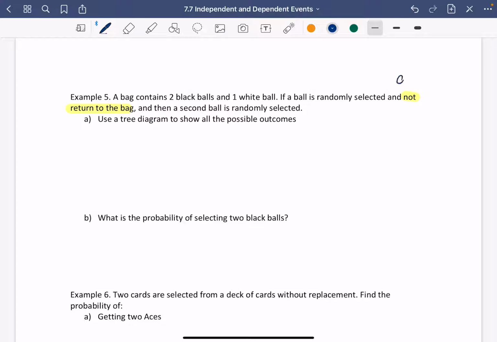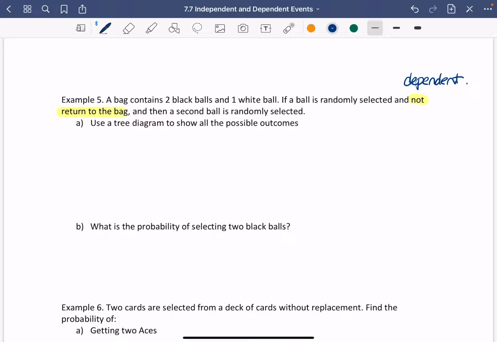Well, it will be dependent because the first event affects the second event. Right? You taking one ball out of the bag and not returning it. So the second time you choose a ball, there's only 2 possible balls that I can choose from. Okay, so now I'll ask you to use a tree diagram to show the possible outcomes.